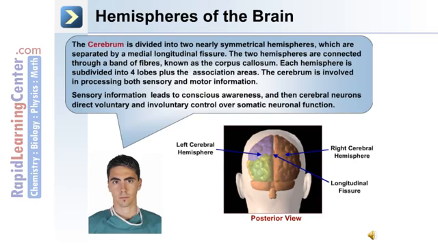Each hemisphere is subdivided into four lobes plus the association areas. The cerebrum is involved in processing both sensory and motor information. Sensory information leads to conscious awareness, and then cerebral neurons direct voluntary and involuntary control over somatic neuronal function.